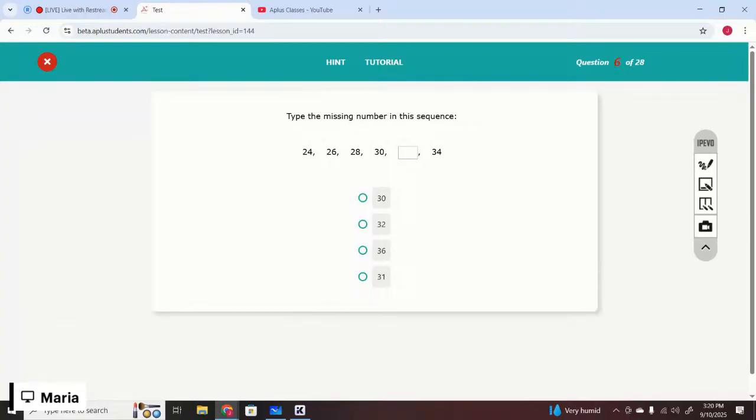Type the missing number in the sequence. No one is copying you. Actually, the answers are same. Like you both are answering for the same question.